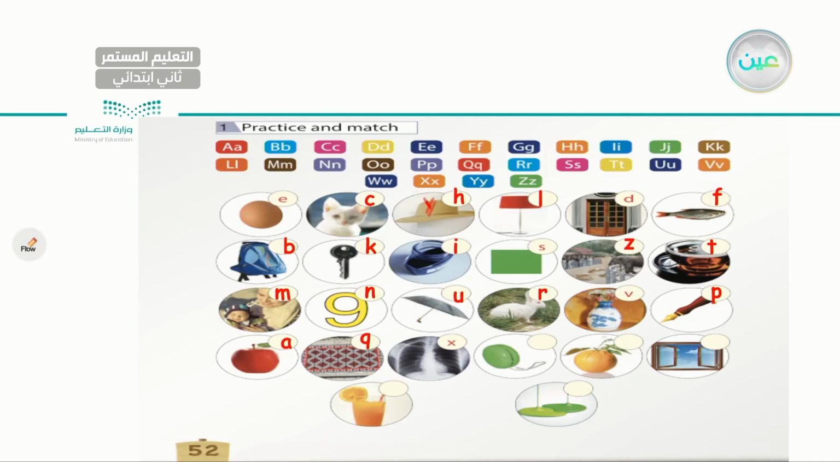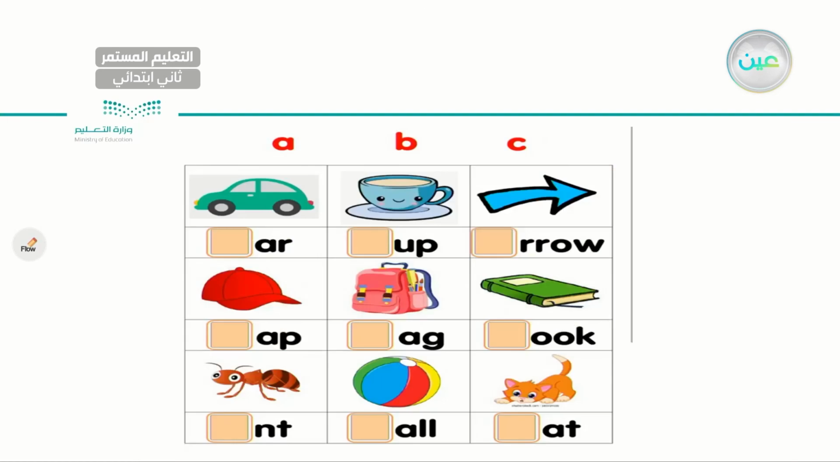I already have X for X-ray. Then I have U for umbrella. I have an orange. That will be an O. Then I have a window. That would be a W. I have a glass of juice. And the last one is color green. That's small g. Very good. Make sure you have the correct answers in the correct places.